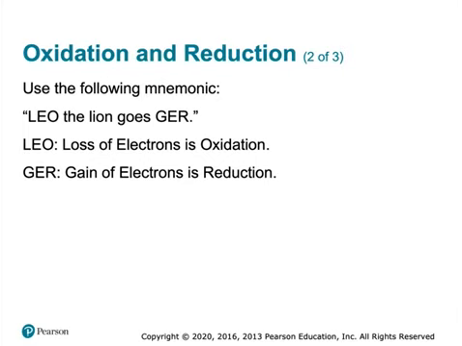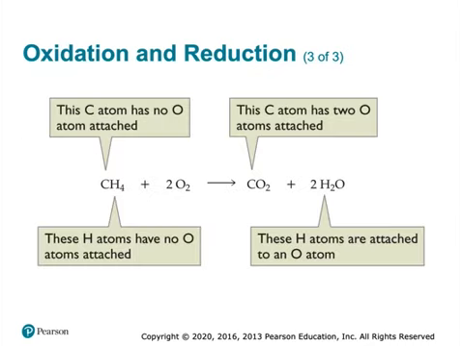Okay, and if you can't remember the previous slide, think of Leo Gur. Leo is like lion, Leo's roar, Leo Gur. Leo: loss of electrons is oxidation. Gur: gain of electrons is reduction. Whatever works. I don't like mnemonics, but if that works for you.